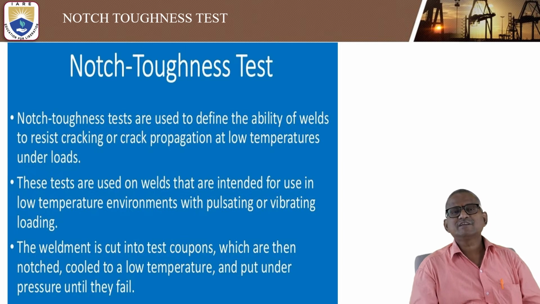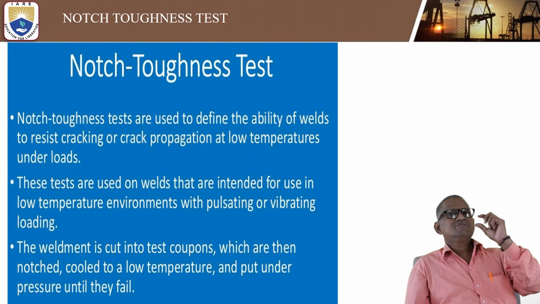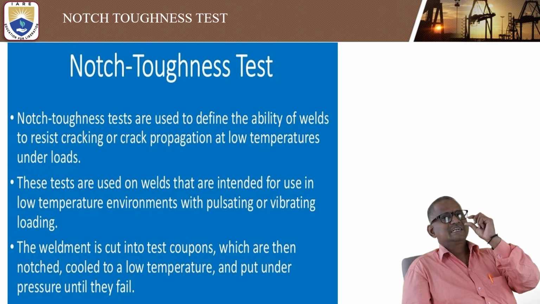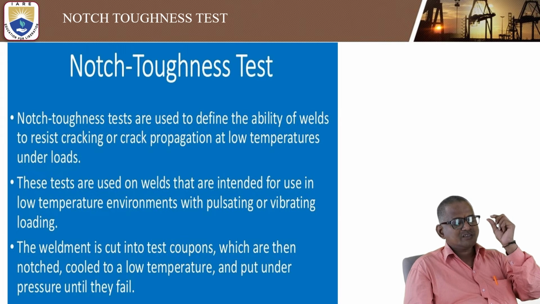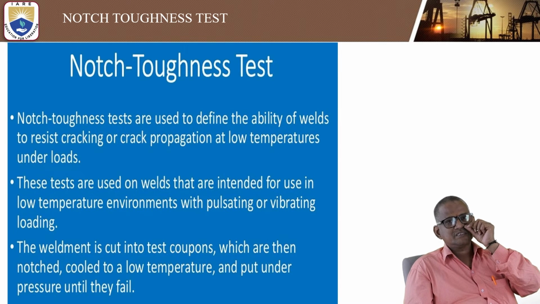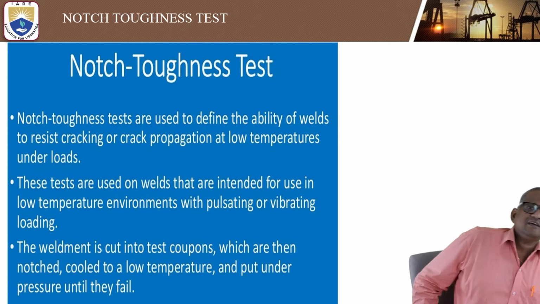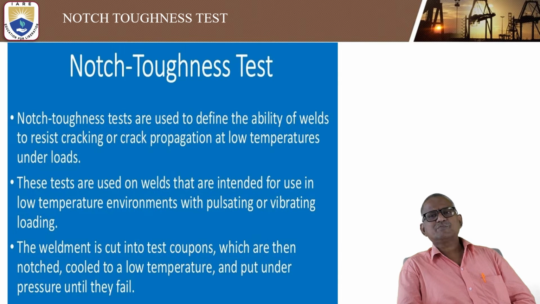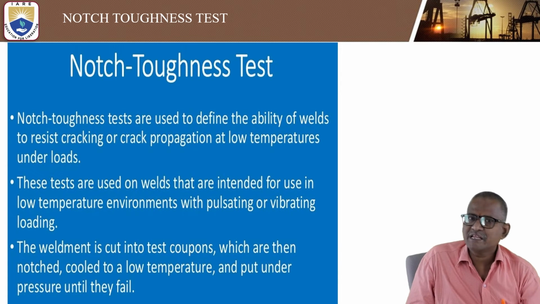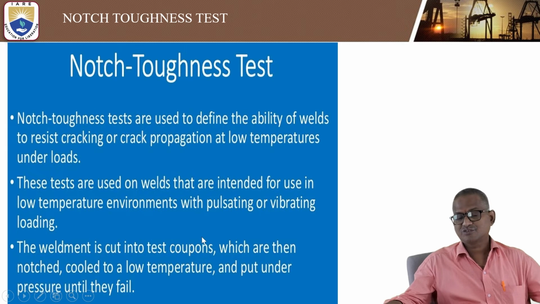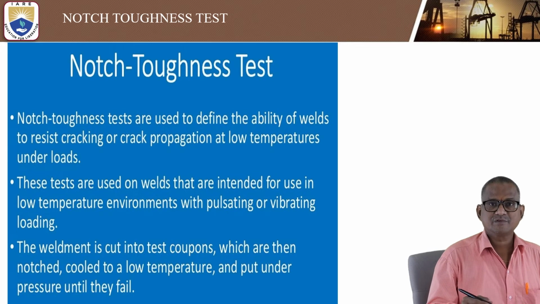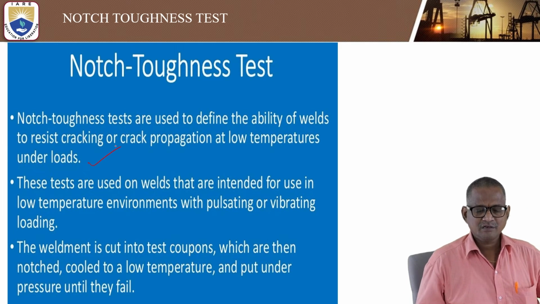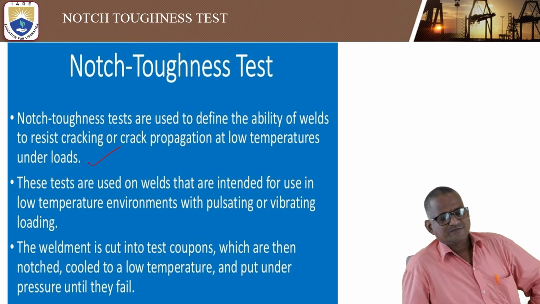So let us see what are the basic steps involved in the notch toughness test. The notch toughness test is used to define the ability of the weld to resist cracking or crack propagation at low temperature or under loads. Okay, so this is about the notch toughness test.